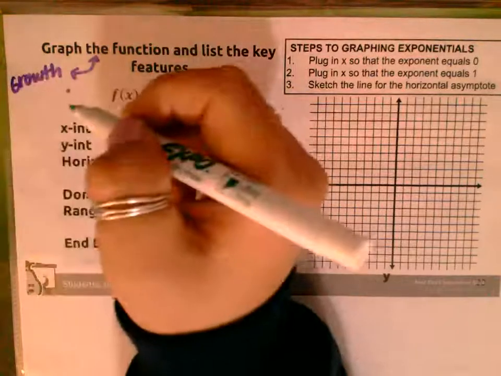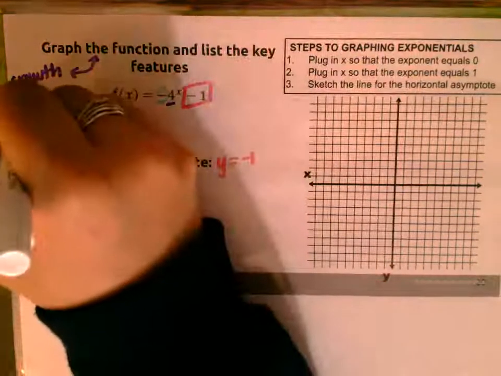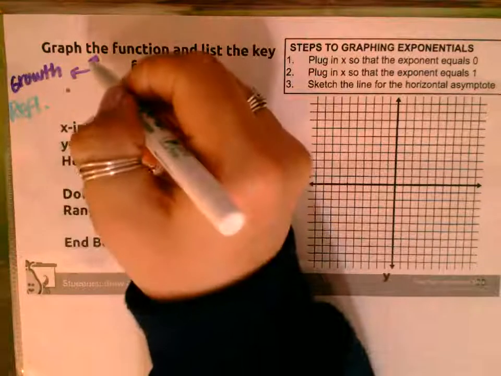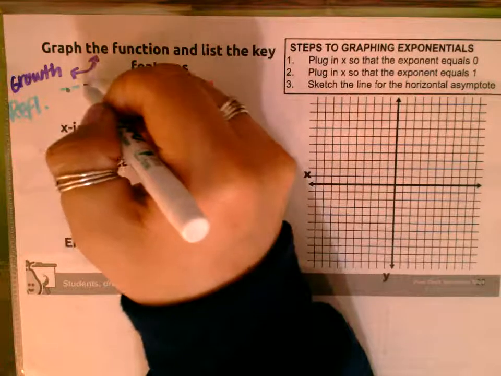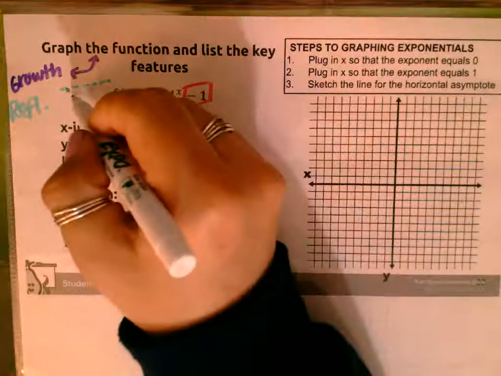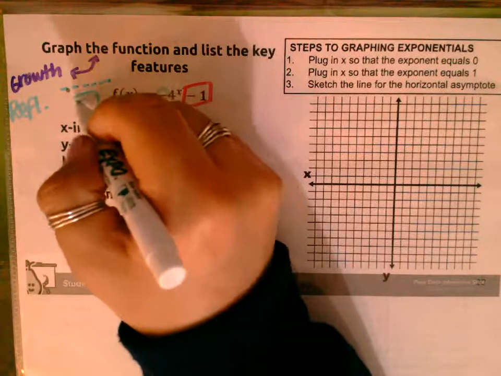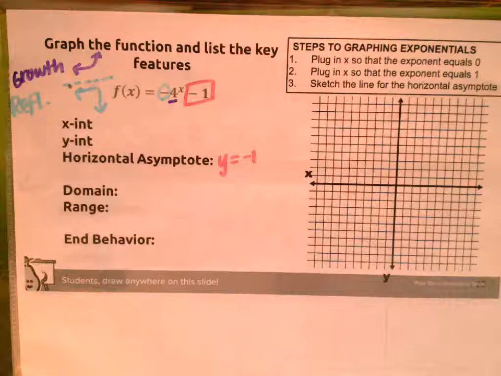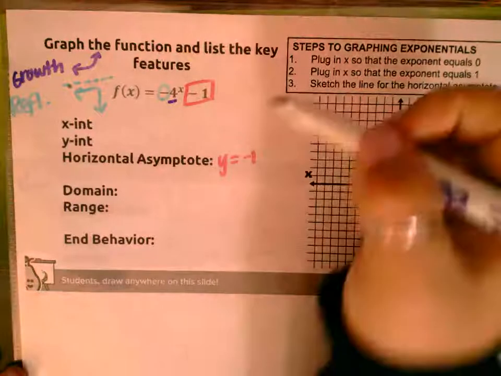It's like a -1 being the a value. That causes a reflection, which means this graph is going to flip over the x-axis, giving me this kind of shape. So that's something new to consider based on what a, h, and k represent. So let's continue on and let's make our little table and graph.